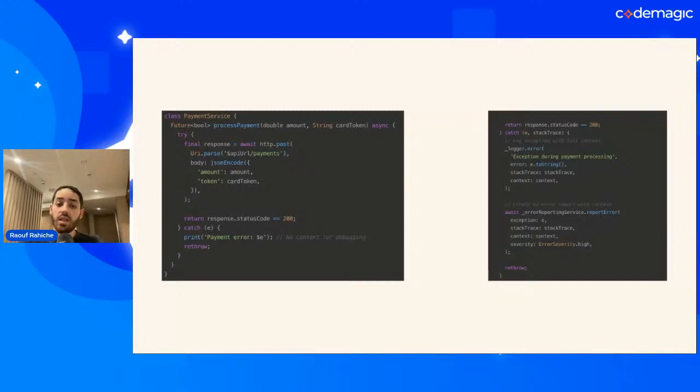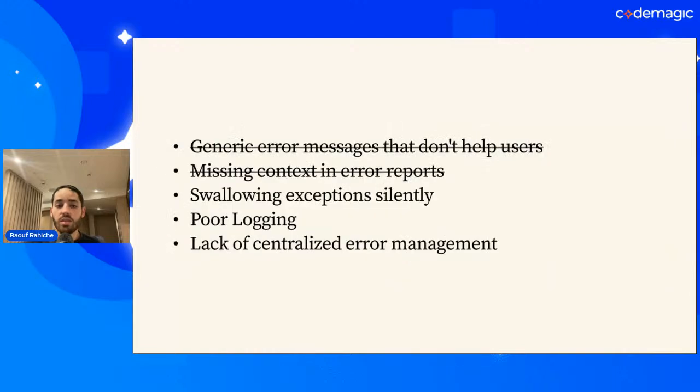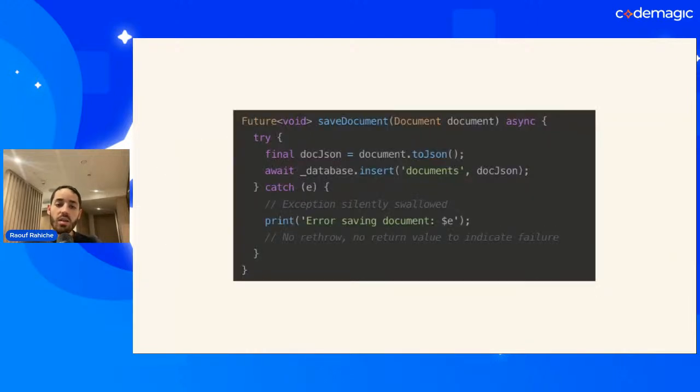But we can find patterns if we send more context. So the data is going to help us debug much better.